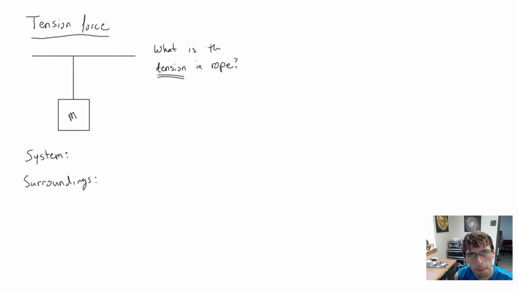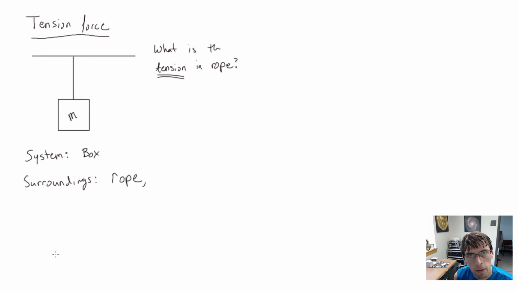Okay, got it? So a good choice, I would argue that probably the best choice in system is, again, just choosing the box. So I'll put box here. And in our surroundings, we have two objects which significantly interact with our box. One of them is through this contact force. Again, tension is a contact force. So the box is touching the rope. There's a force that's being exerted because of that connection. And so I'll put rope.